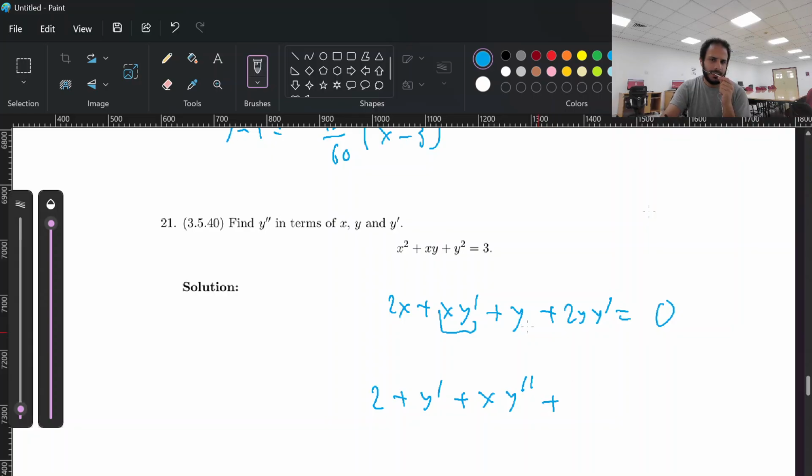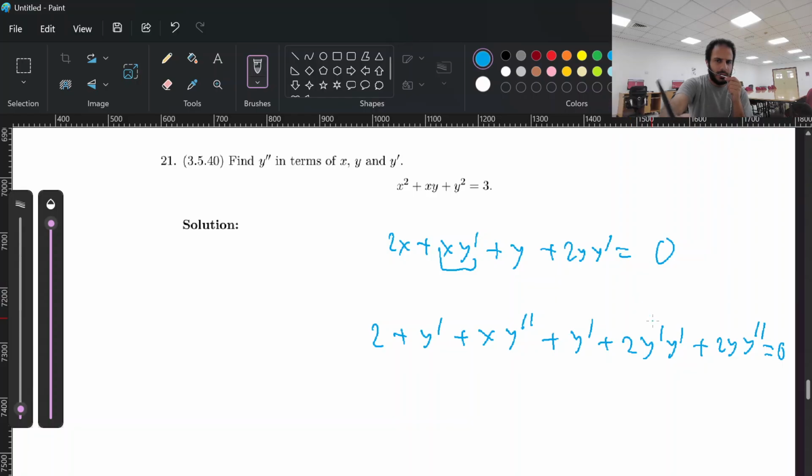Then plus derivative of y is y prime plus 2y prime. What's the derivative of 2y prime? It's 2y prime y prime plus 2y y double prime equals 0. Then we solve for y double prime. These two, they have y double prime, so we take y double prime as common factor. So y double prime times (x plus 2y).